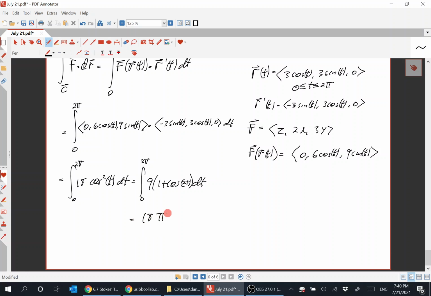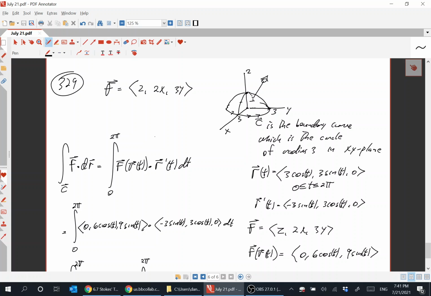So this is 18 pi, and the integral of cosine 2t from 0 to 2 pi is 0. The integral of the 9 is 9 times 2 pi, which is 18 pi. Right, and the integral of the cosine is 0, because we're going through 2 full wiggles of the cosine function, so the positive areas cancel out the negative areas. All right. So that's the calculation of the line integral directly.